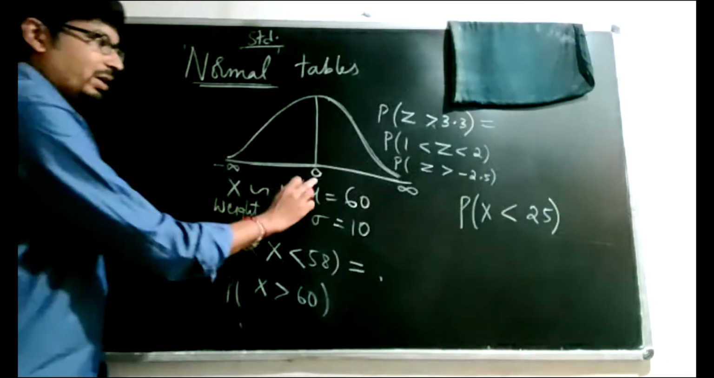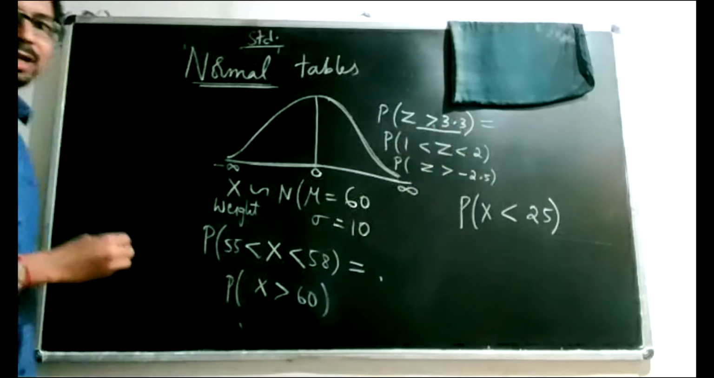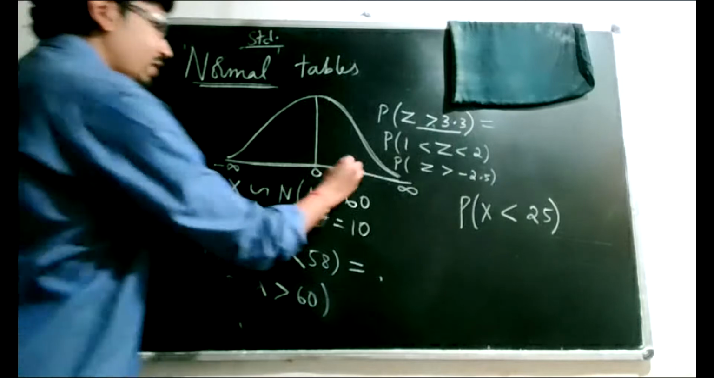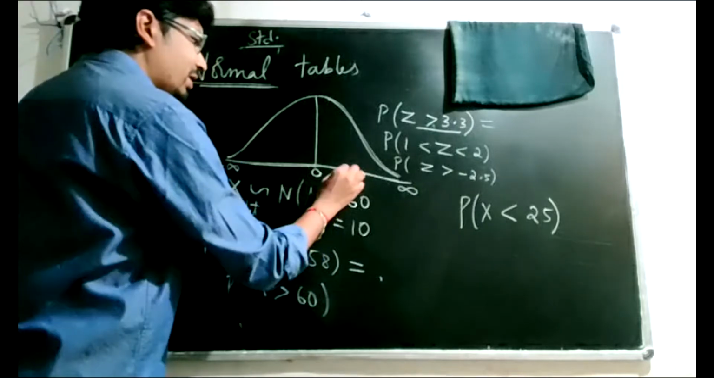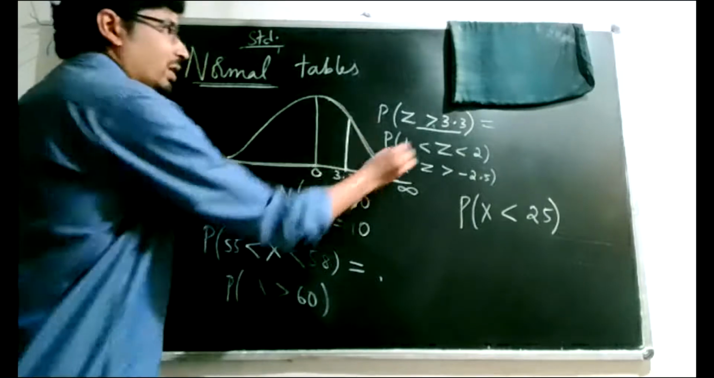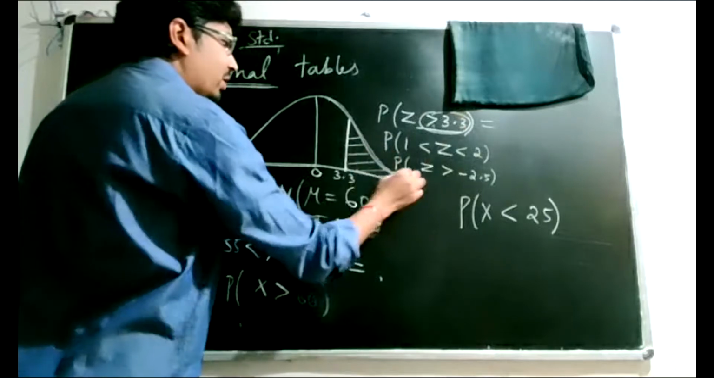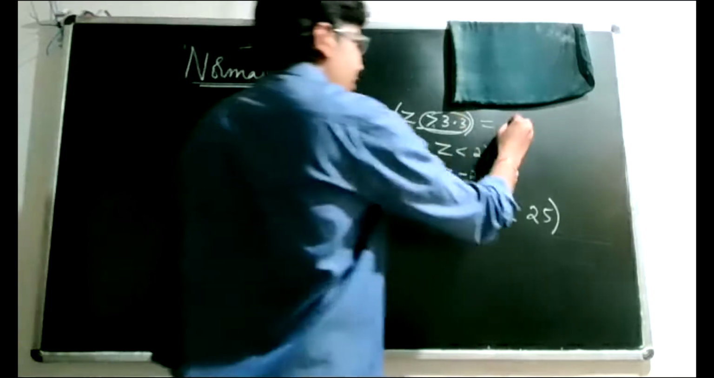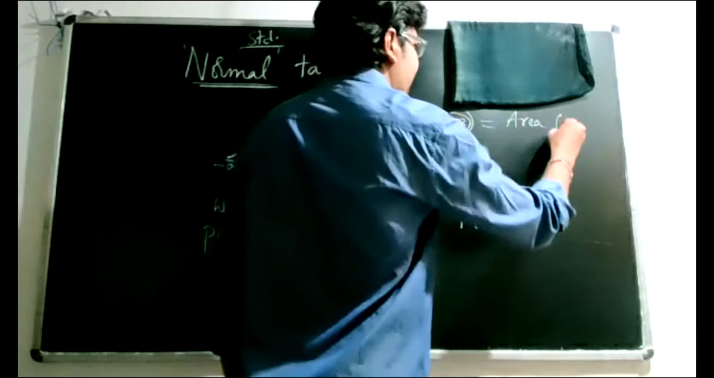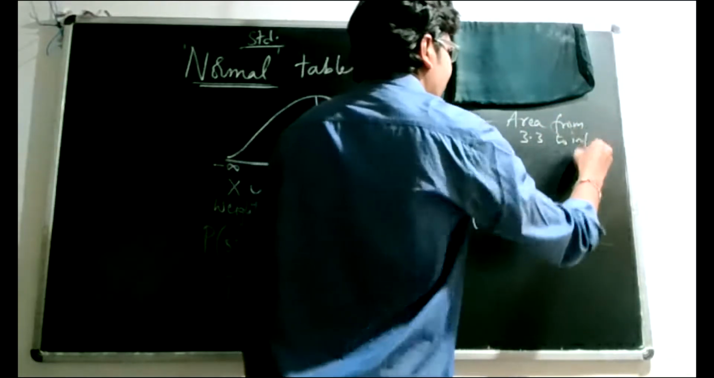I have minus infinity, 0, infinity. So I'm talking about a case where z is greater than 3.3. So 3.3 naturally comes after 0. So mark this 3.3 here. Now when I say greater than 3.3, I mean from 3.3 up to all possible values. So this is the same as the area from 3.3 to infinity.